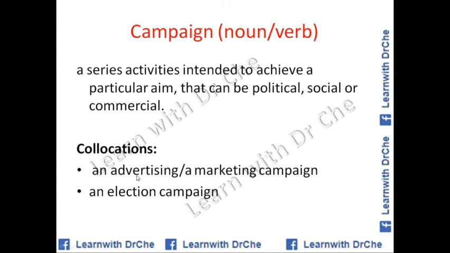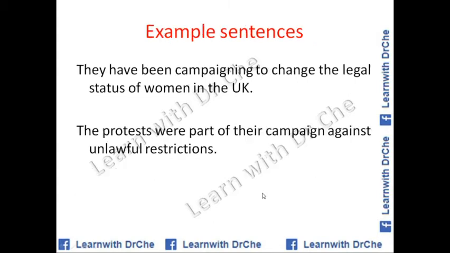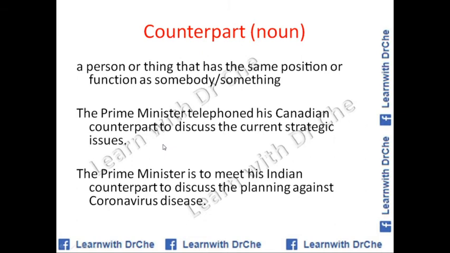Collocations we can use: an advertising campaign, a marketing campaign. We can also use an election campaign. As we are talking about government in this video, we can use an election campaign. Advertising or marketing campaign is when talking about business or shopping, business or work. Example sentences we can use: they have been campaigning to change the legal status of women in the UK. The protest was part of their campaign against unlawful restrictions.